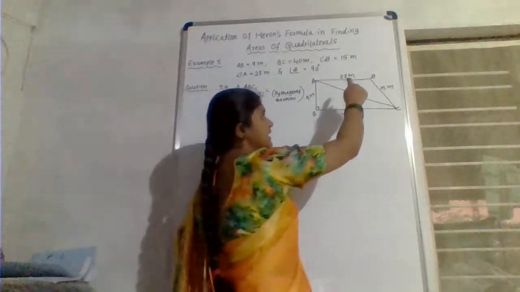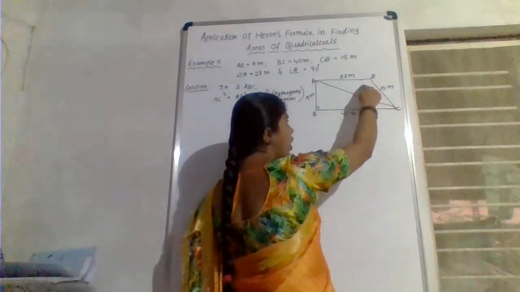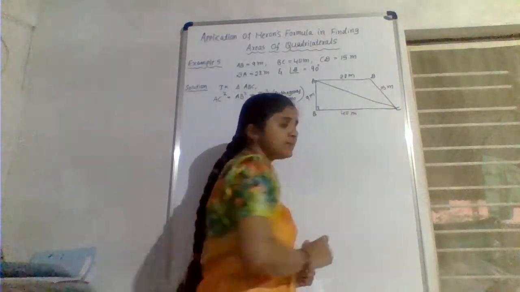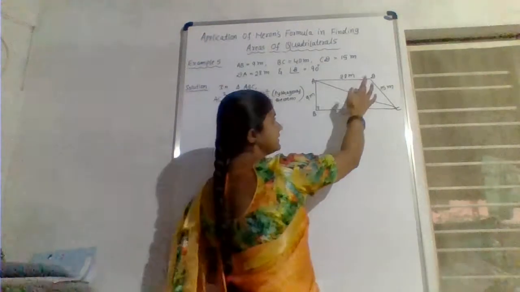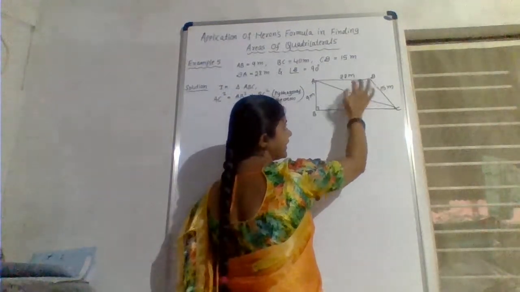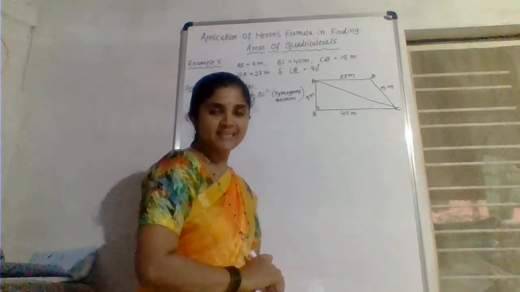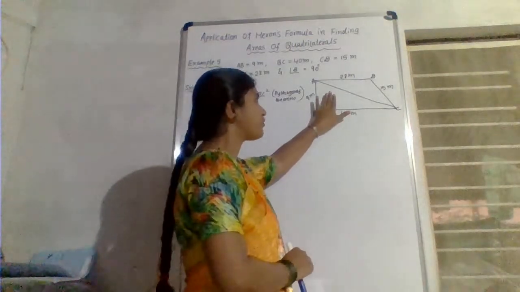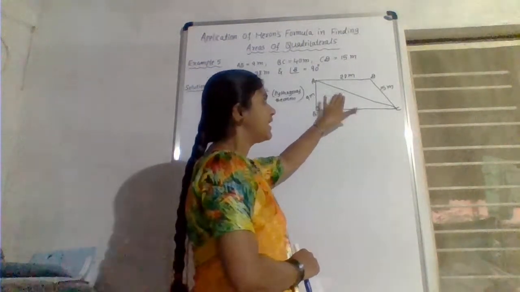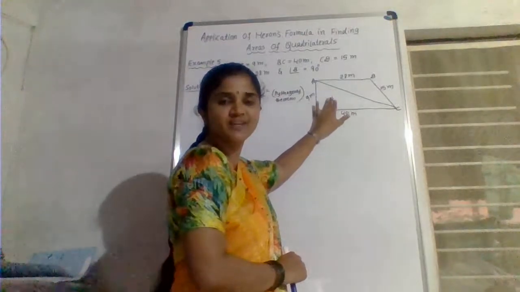Next, here also it is the same thing. This side is common to both the triangles. So this side is necessary to find the area of this triangle. Is it necessary to find this side to find the area of this triangle?